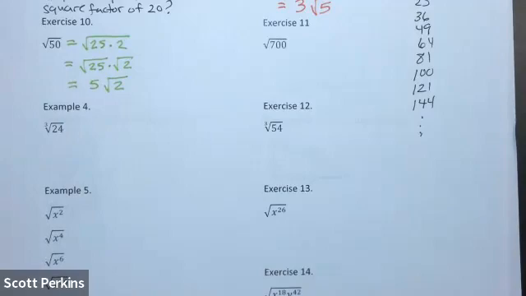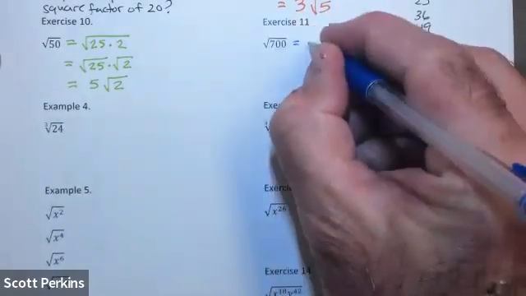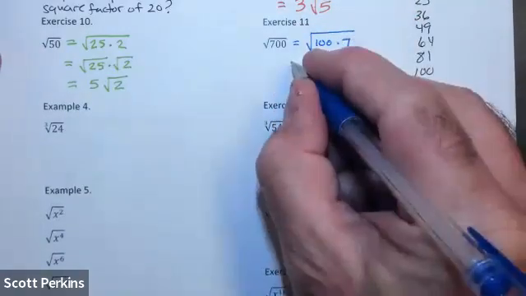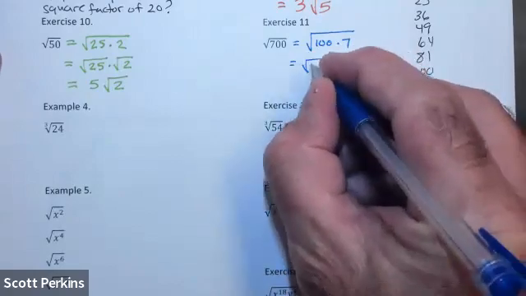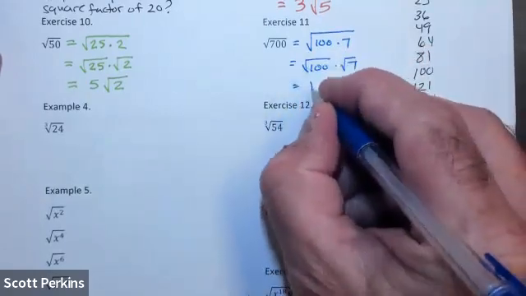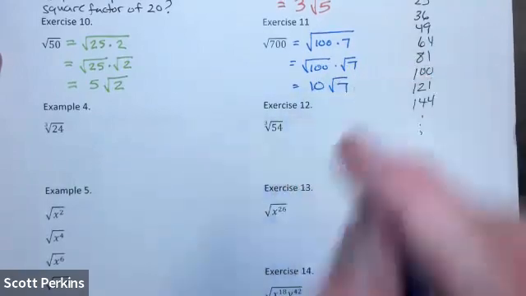All right, what number on the list goes into 700? Yep, 100 times 7. So again, just to be precise, I'm going to give them each their own radical. And then the square root of 100 is 10. Square root of 7 is as simplified as it gets.